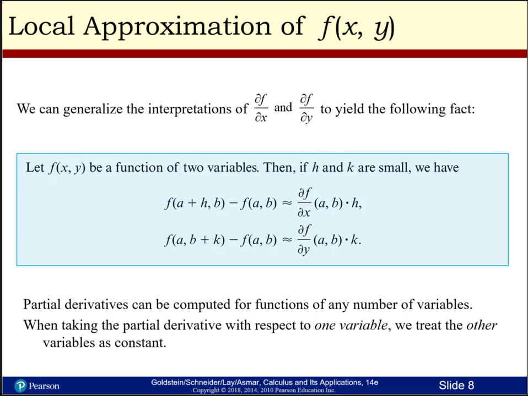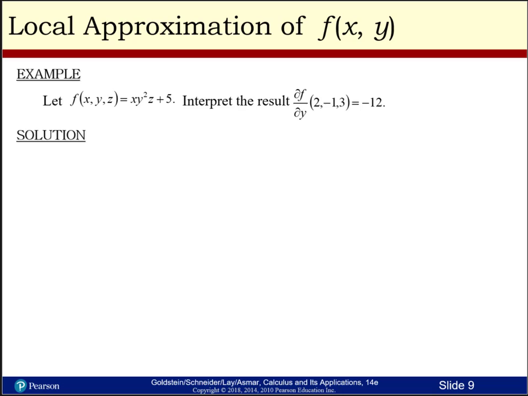So partial derivatives can be computed for functions of any number of variables. When taking the partial derivative with respect to one variable, we treat the other variables as constants. An example of this: let f of x, y, z be equal to x y squared z plus 5. Let's interpret the result of the partial of f with respect to y where x is 2, y is -1, and z is 3. We did that earlier.